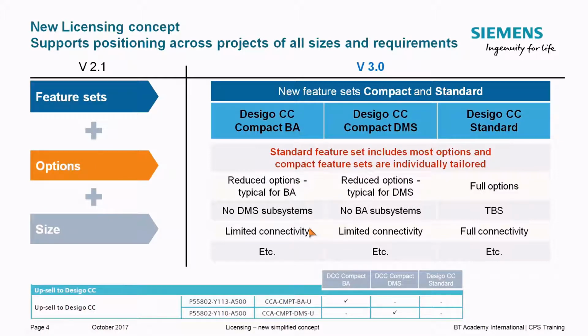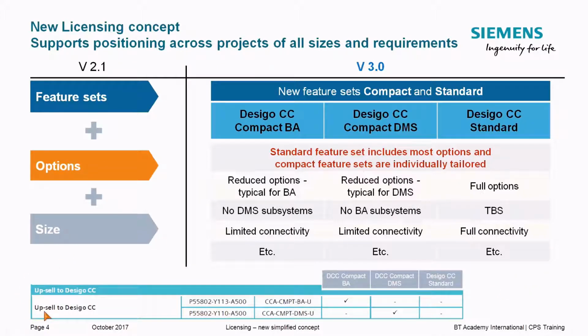In the building automation compact, we have limited connectivity, and also here limited connectivity. We will see that in a couple of minutes, where the standard allows us to have full connectivity. And then there are some other special things. One of the most asked questions at that point is always, if I start with one of the two compacts, can I upgrade to the standard? Yes, this is of course possible, and this is shown down here below.